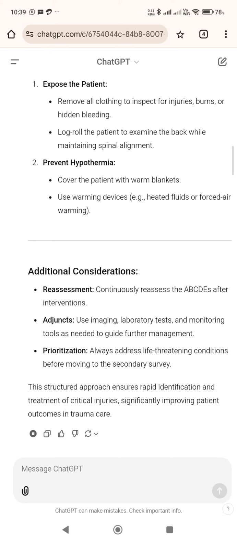Prioritization. Always address life-threatening conditions before moving to the secondary survey. This structured approach ensures rapid identification and treatment of critical injuries, significantly improving patient outcomes in trauma care.